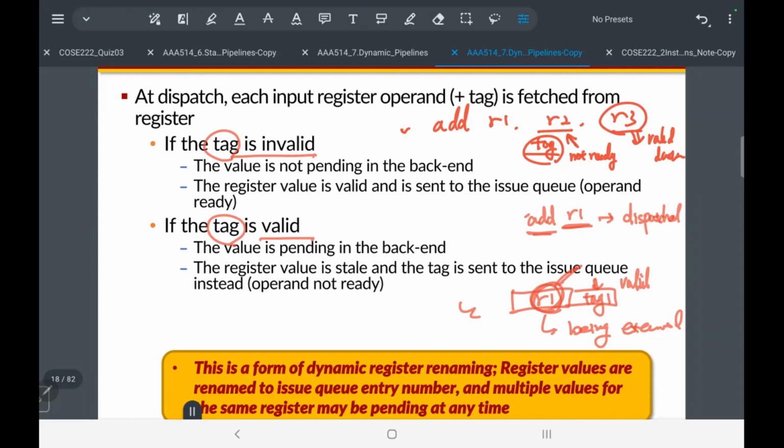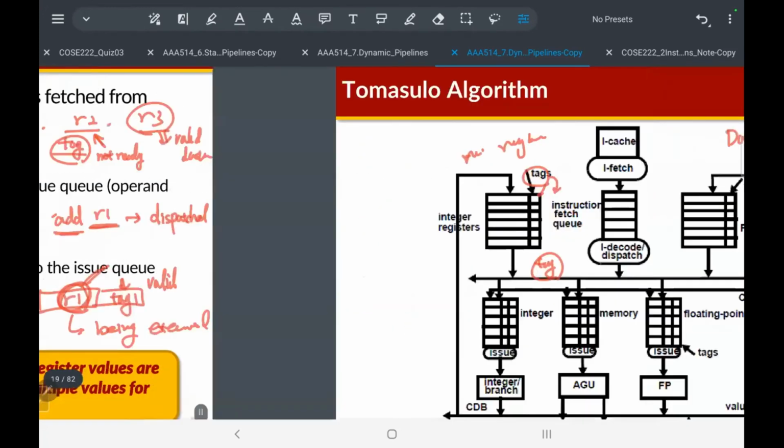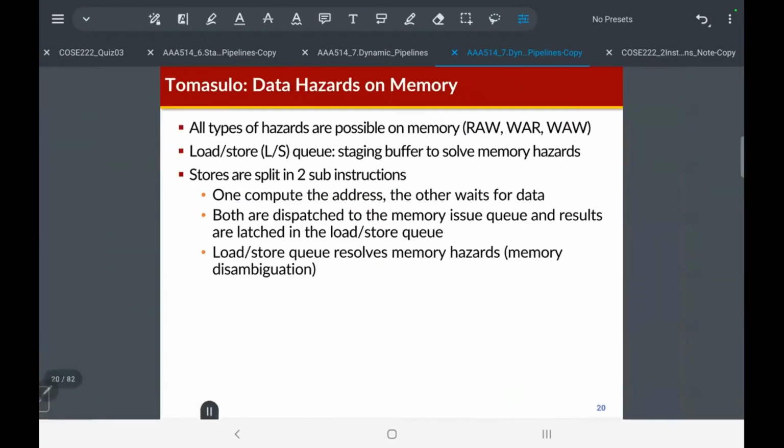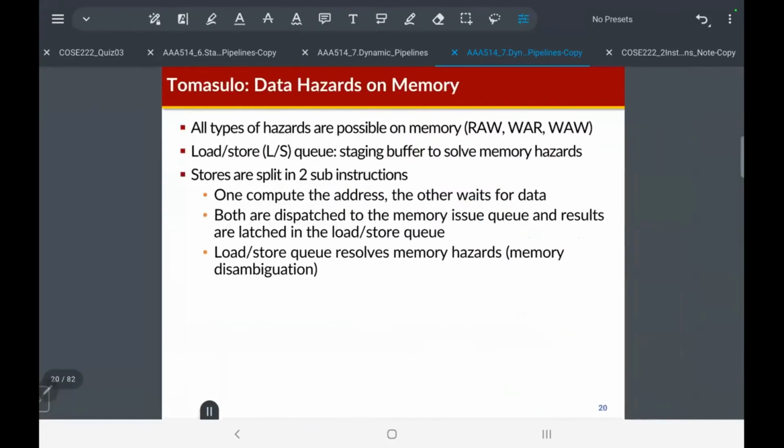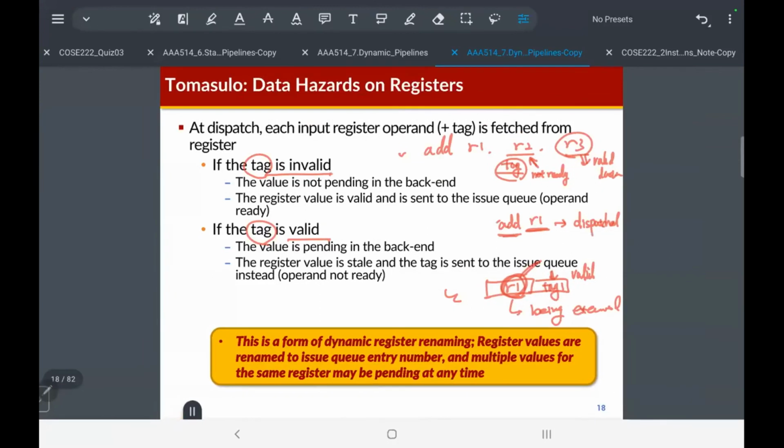So we can read this data from the register file. When the instruction is dispatched, I said that the operands of the instruction may have different states. Like, it can have a tag, or it can have valid data. And then with the tagging, we can solve the read-after-write, write-after-read, and write-after-write hazards.